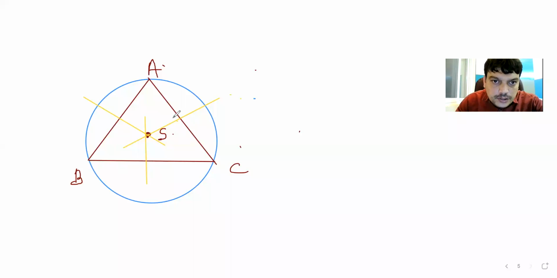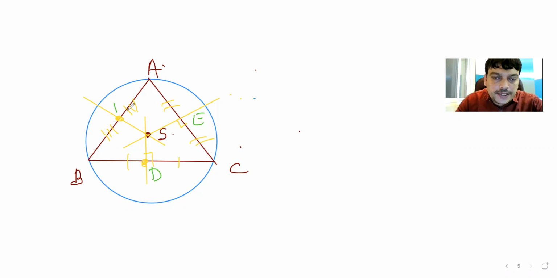So this is the perpendicular as well as the bisector. So here these two are equal, and this line also is the perpendicular as well as the bisector. So here also these two are equal, and even here these two are equal. These points, let us suppose I denote them as D, E, and F.